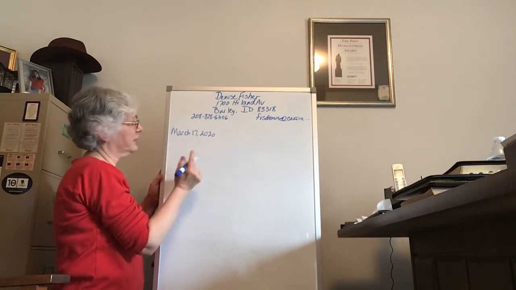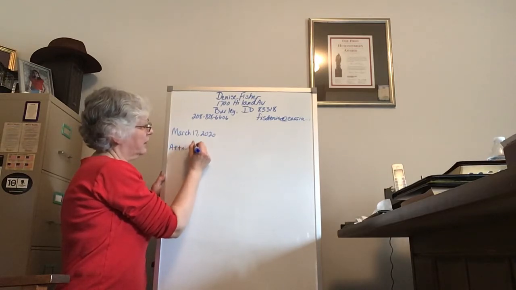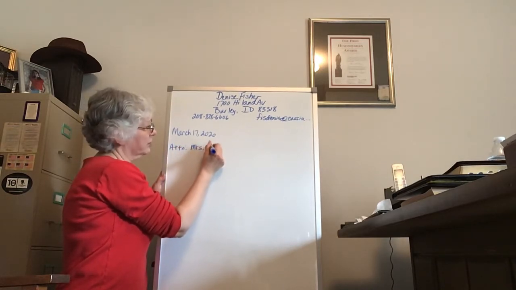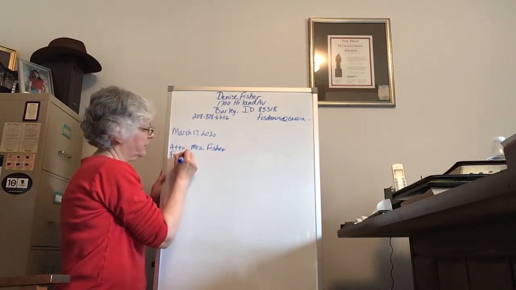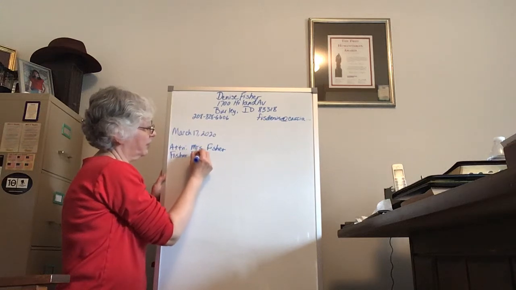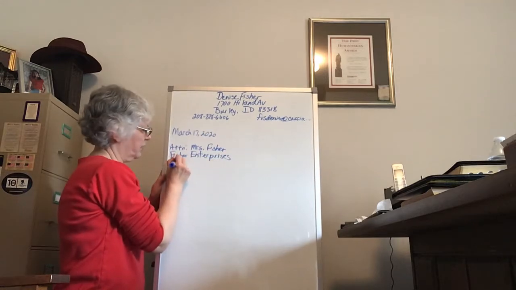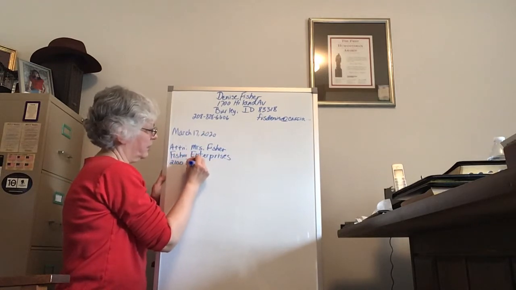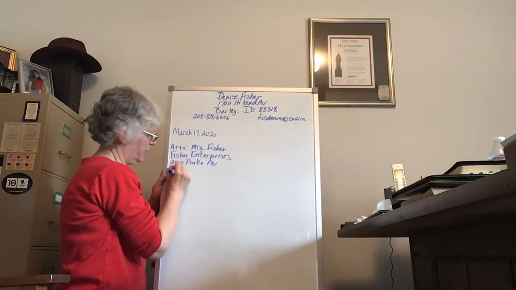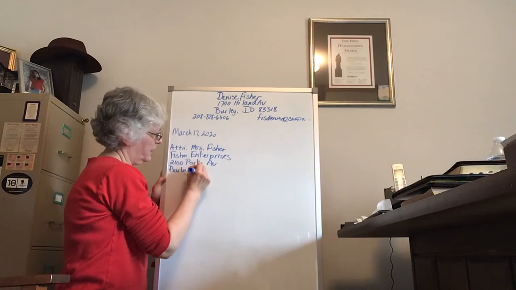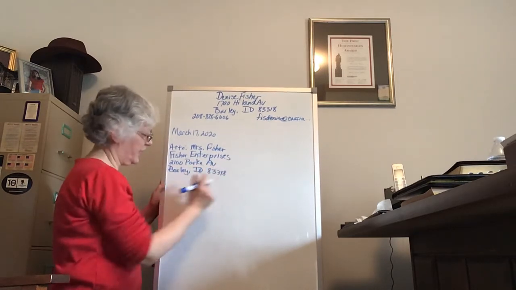Then you're going to skip a line, and just like you did before, you're going to put that attention, Mrs. Fisher, Fisher Enterprises. Make sure you capitalize Fisher and Enterprises. 2100 Park Avenue, and then Burley, Idaho, 83318. You're going to skip a line again.